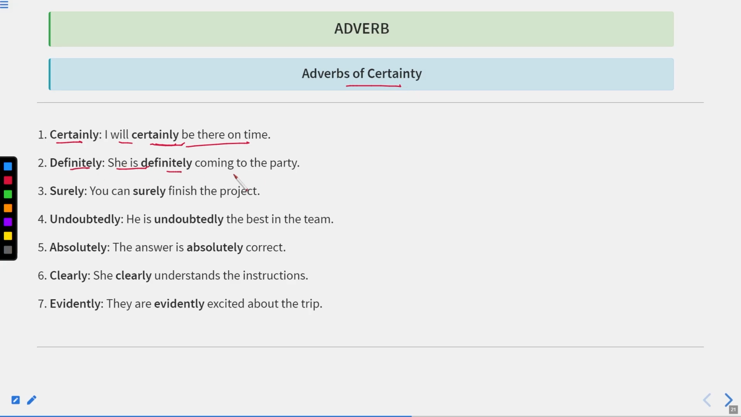Definitely, she's definitely coming to the party. So definitely means for sure. Surely, you can surely finish the project. Undoubtedly, it means there is no doubt behind this. He's undoubtedly the best in the team. So this is confirmed with the word undoubtedly. It means there is no doubt even. Absolutely, the answer is absolutely correct. Clearly, she clearly understands the instructions. Okay, so clearly means in a clear manner. Okay, evidently, they are evidently excited about the trip.